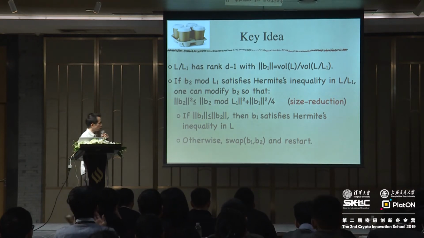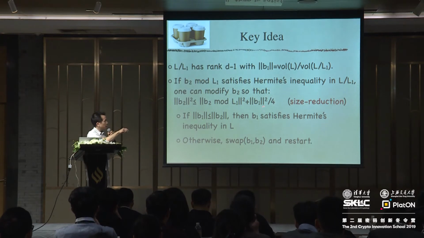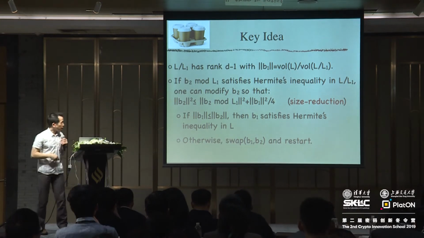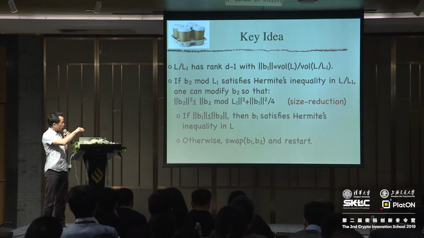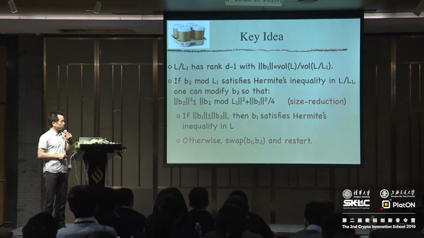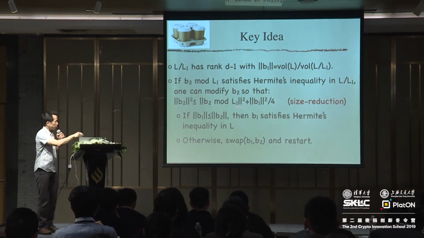If you take your projection here, that's the way to do it, but you just imagine what B2 modulo L1 is, it gives you some freedom. You can still add some multiple of B1 such that the component onto B1 is small. Okay. And now you have two cases. If your first vector is shorter than B2, then by playing with these inequalities, you realize that B1 must satisfy Hermite's inequality in the big lattice. Then you are done.